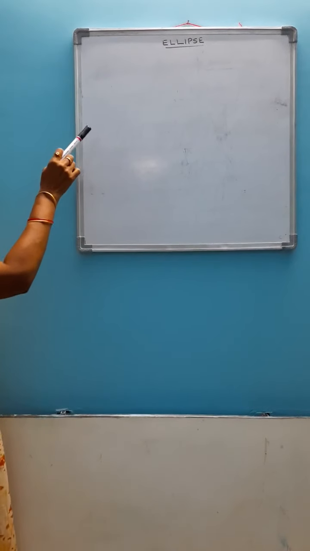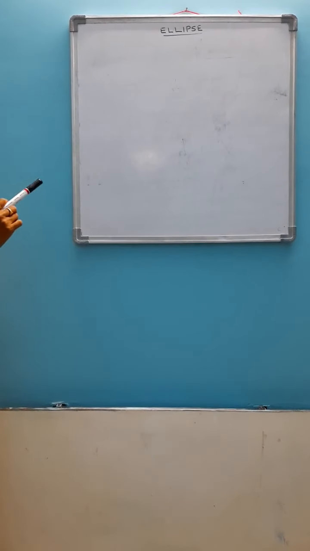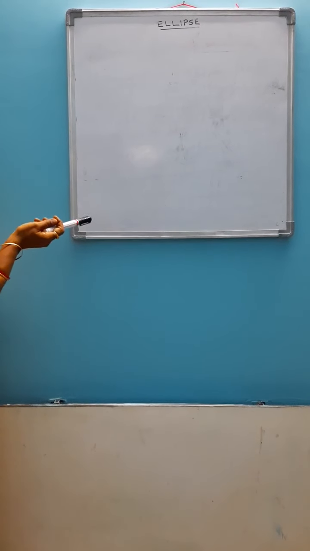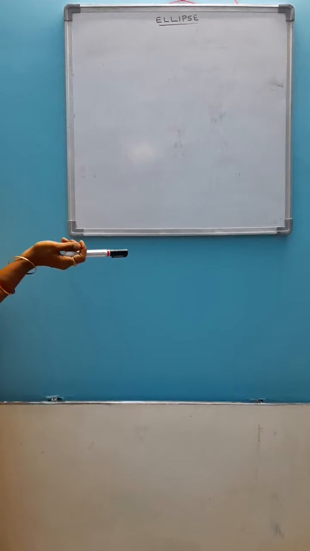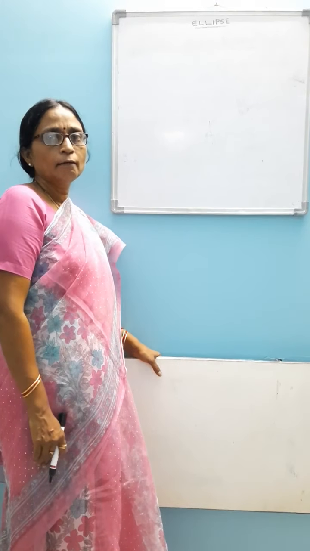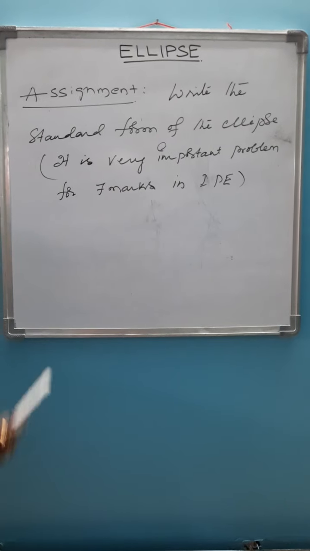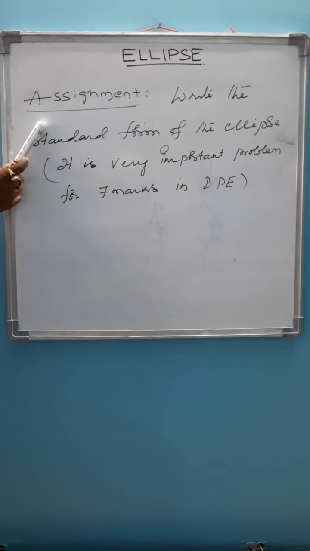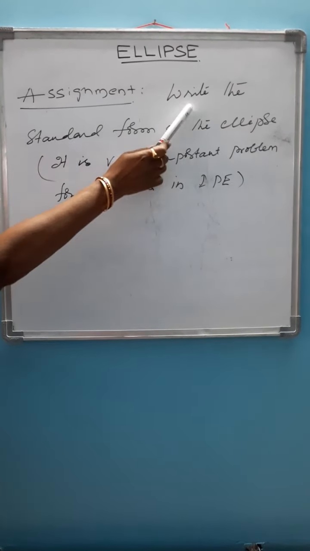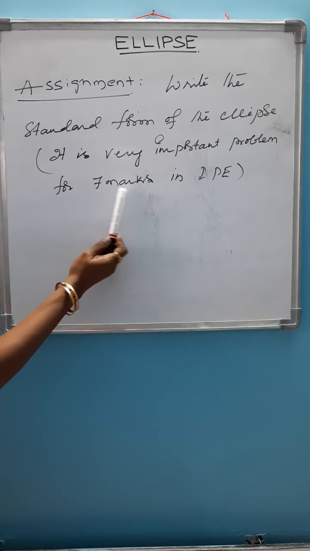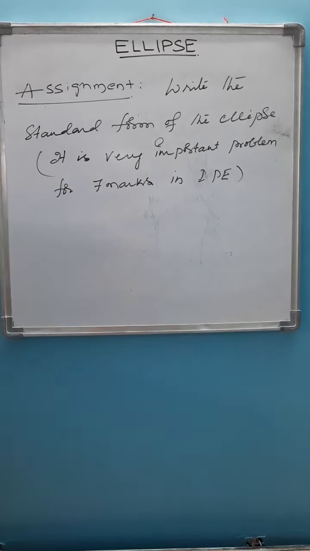Here in the standard form, we are assuming the axis as the x-axis, but the focus need not be on the x-axis. Focus can be taken on any axis in the plane. Okay? Students, take this as an assignment. Write the standard form of the ellipse. It is a very important problem for 7 marks in IPE exams.